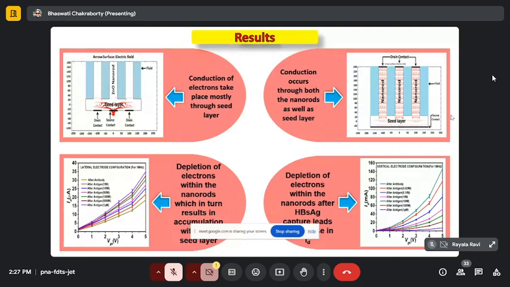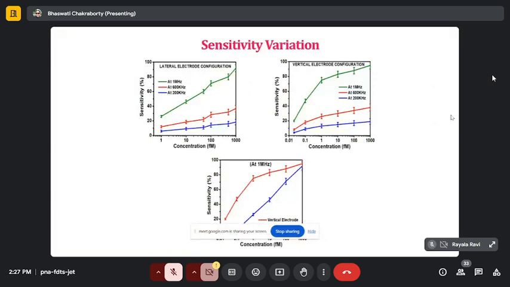That particular phenomenon has been depicted for two types of configuration, lateral and vertical electrode. Here we have also studied the sensitivity variation. We get to see that we can achieve around 20% sensitivity for 0.02 femtomolar of antigen concentration.